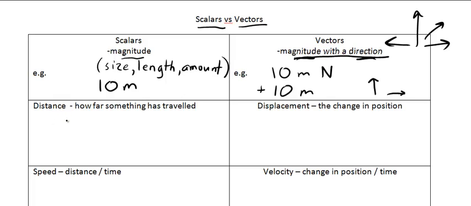Okay, so distance. You know this word probably, distance, how far something has traveled. The symbol we use for distance is d. So for example, d equals 10 meters. Okay, there's no direction there, so distance is a scalar. You can never have negative distance.